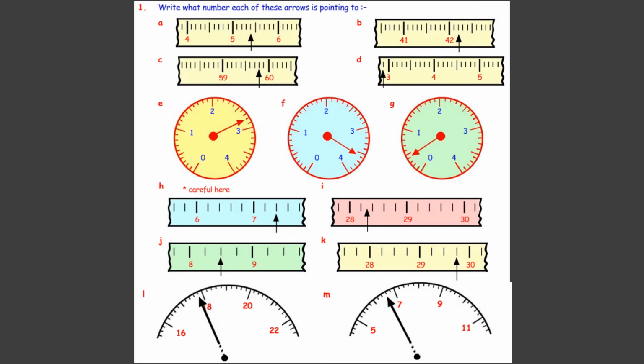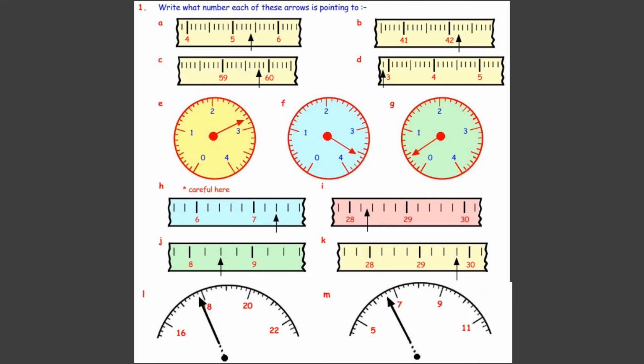Now, E, F and G are, believe it or not, exactly the same. It's just a different format. It's very, very slightly different in the way the numbers are arranged, so in E, the arrow is between the 2 and the 3. With that information, that should be enough for you to work out the answers.